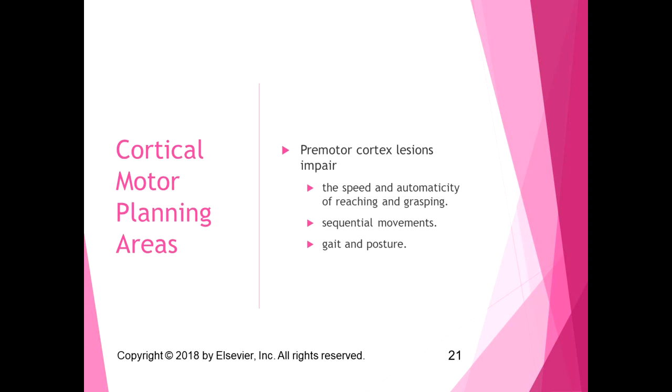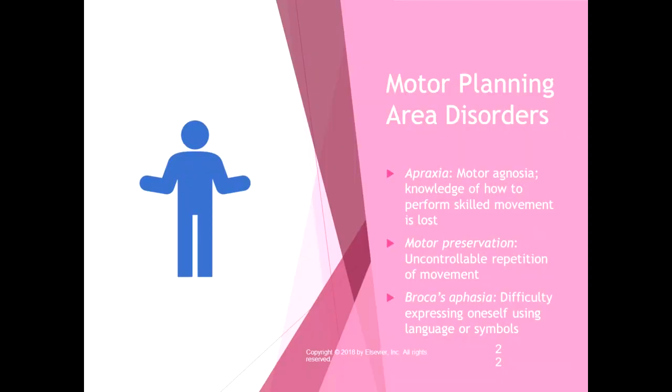Premotor cortex lesions impair the speed and automaticity of reaching and grasping, sequential movements, and gait and posture. Obviously, three very important things. Motor planning area disorders cause apraxia, which is basically motor agnosia. You lose the ability to remember how to perform skilled movement.